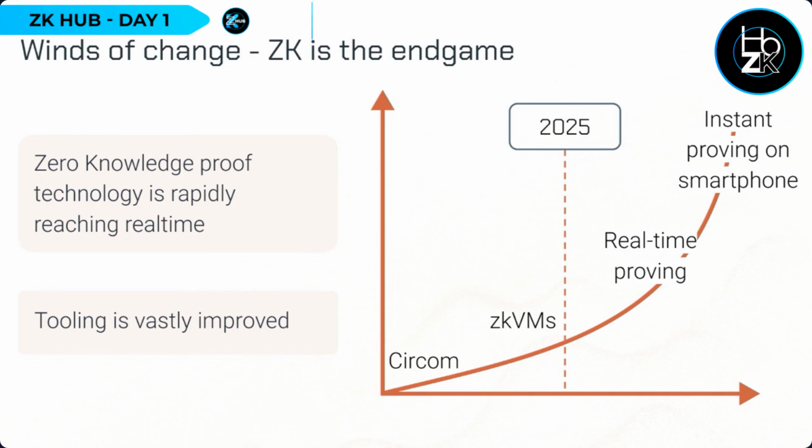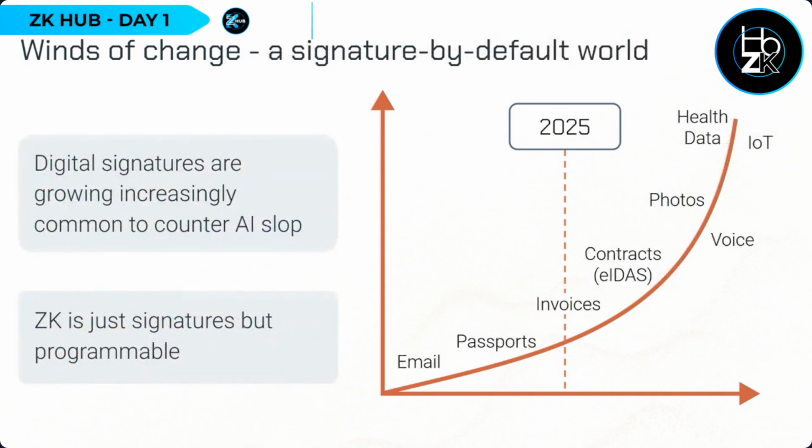It's becoming actually commonplace. The second trend that we're seeing is that we're moving towards a signature by default world. And this has a lot of reasons. One of the big ones is that you have to counter AI slop, and the only way to really do that is signatures. And if you think about it, ZK is kind of just signatures, but programmable. It's the whole idea of programmable cryptography.